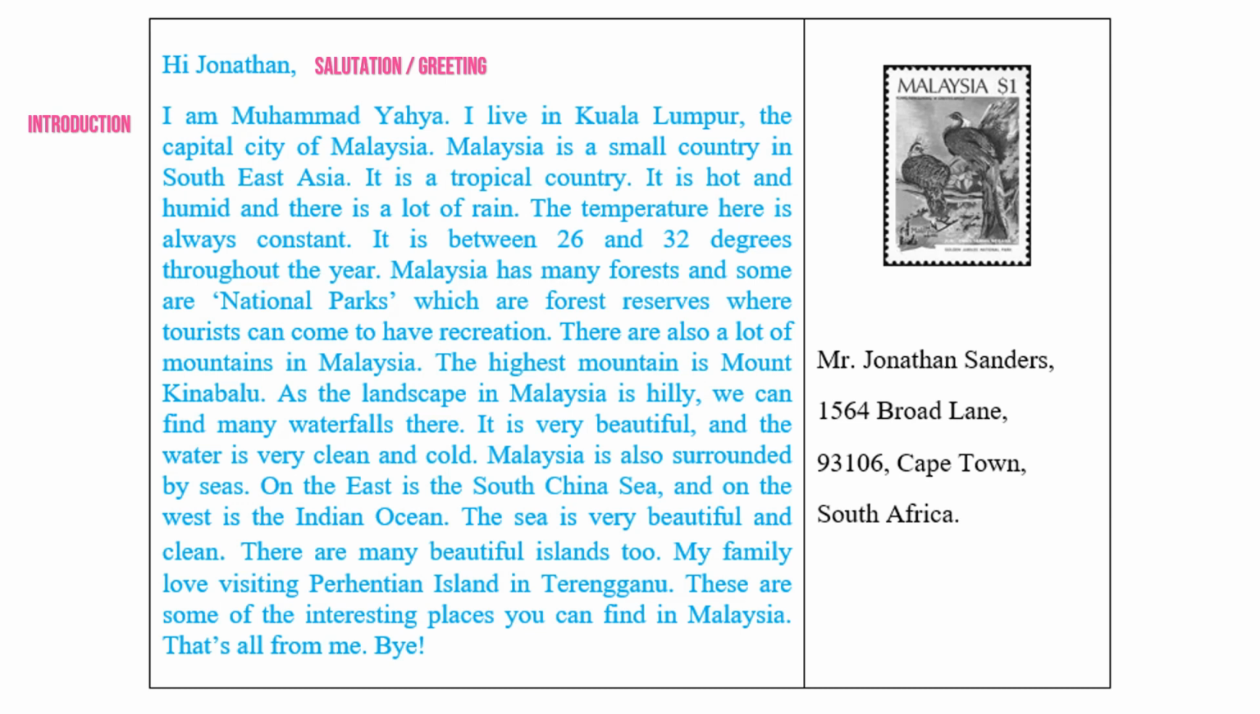Malaysia is a small country in Southeast Asia. It is a tropical country. It is hot and humid and there is a lot of rain. The temperature here is always constant. It is between 26 and 32 degrees throughout the year. Malaysia has many forests and some are national parks, which are forest reserves where tourists can come to have recreation. There are also a lot of mountains in Malaysia. The highest mountain is Mount Kinabalu.